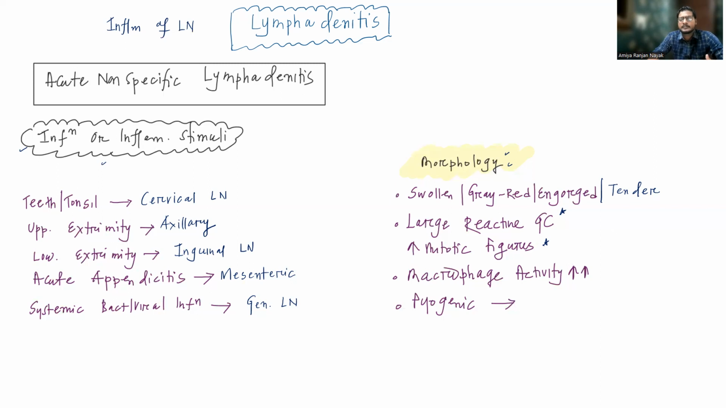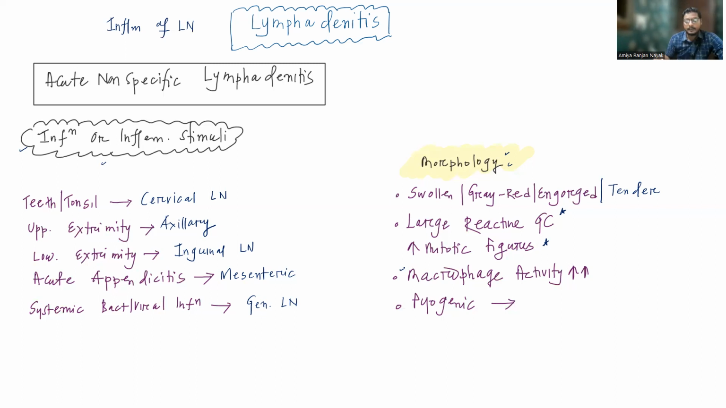Mitotic figures are the histological findings of a dividing cell. Whenever you find dividing cells, you can always get mitotic figures. How exactly they look, we'll discuss in the subsequent slides. Because the B lymphocytes will be activated and will proliferate and divide more and more, you can find mitotic figures along with the reactive germinal centers. Also, there will be increased macrophage activity.